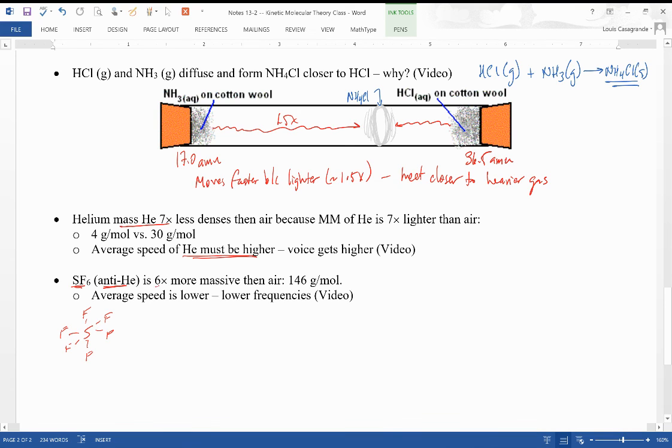It's the opposite of helium because now it's 6 times more massive and 6 times denser than air. It's about 146 grams per mole. So its average speed is lower and its frequencies are lower. So the resonant frequencies that they talked about in the previous video are much lower, and so your voice goes down. And the other thing that's cool about it, as they do at the end of the video, is it's an invisible gas, but you can float a fairly light boat made of aluminum on it. And that light boat contains air, and as they scooped the SF6 into the boat, just like a boat full of water, it capsized and sank.